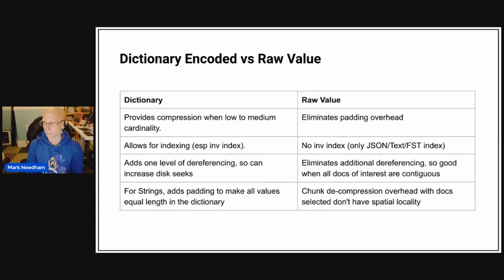Okay, so just a quick table to compare the two against each other. For dictionary, the compression is good when there's low to medium cardinality.